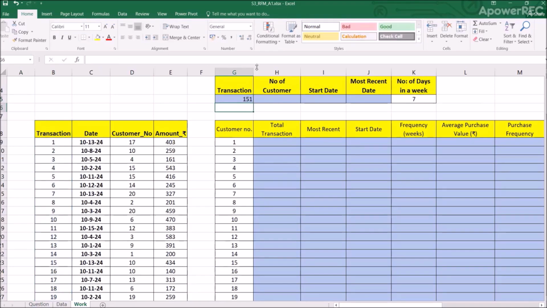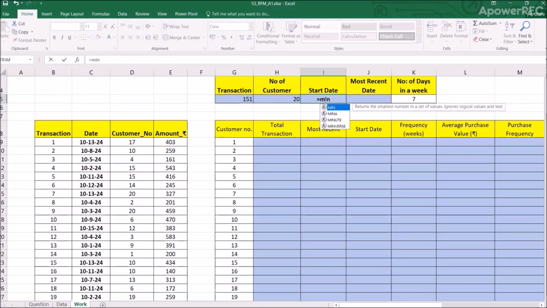Customers are numbered, starting with 1. Using the max formula, it gives the highest value. So, 20 customers. The lowest value in the date column will be the start date, use the min function, and the highest value is the recent date.